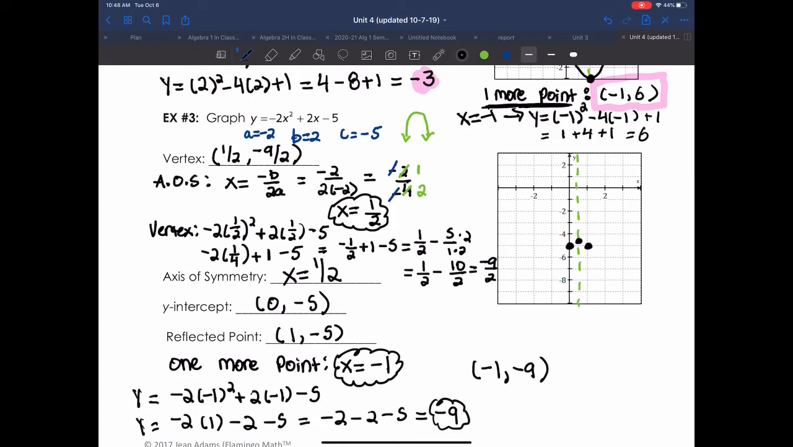So let's go ahead and put that on my graph. So at negative 1, comma, negative 9, right about here, I have a point. And then I can reflect that. So since I'm going over 1, 2, 2.5 to the left, now I can go 1, 2, 2.5 to the right. So I'm going to have a point right about here. Oh, that was 1.5, excuse me. 1.5 to the left, and then I go 1.5 to the right. So since I've reflected that point, I can now connect my dots, and my graph is going to look something like this. All right. And that is how you graph a parabola.